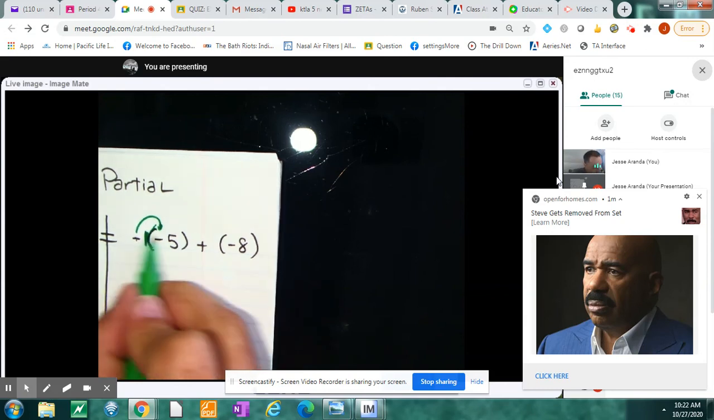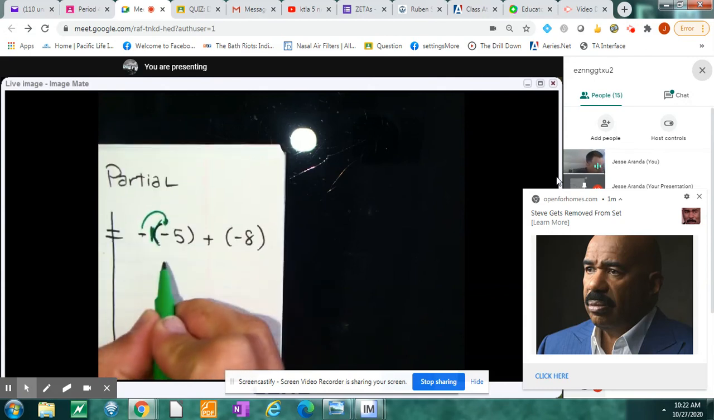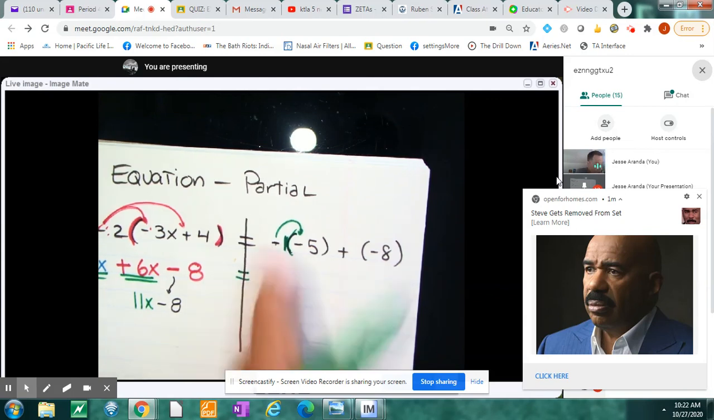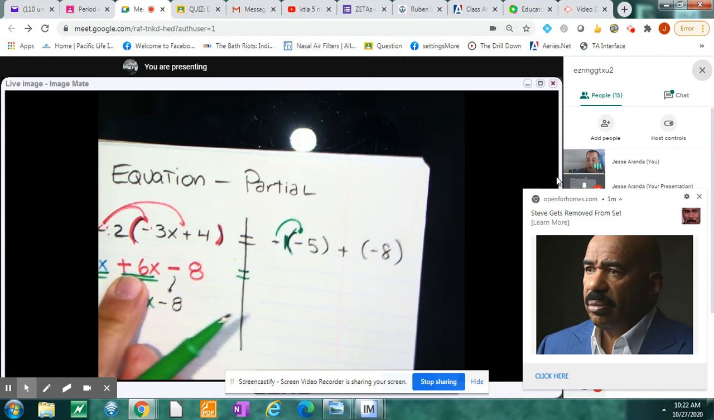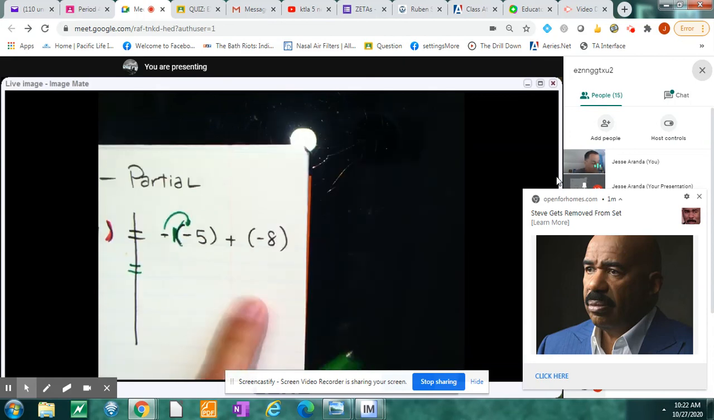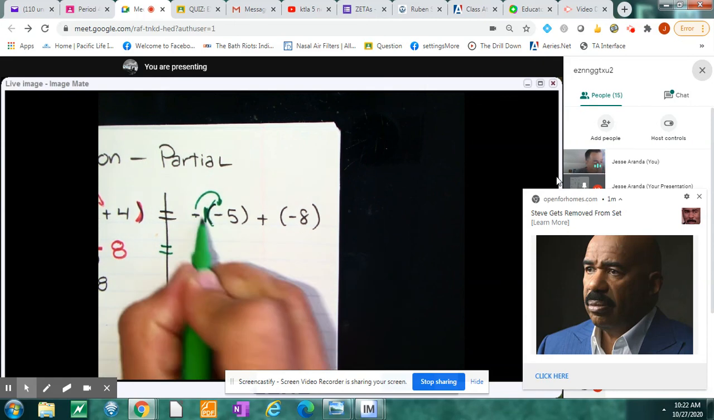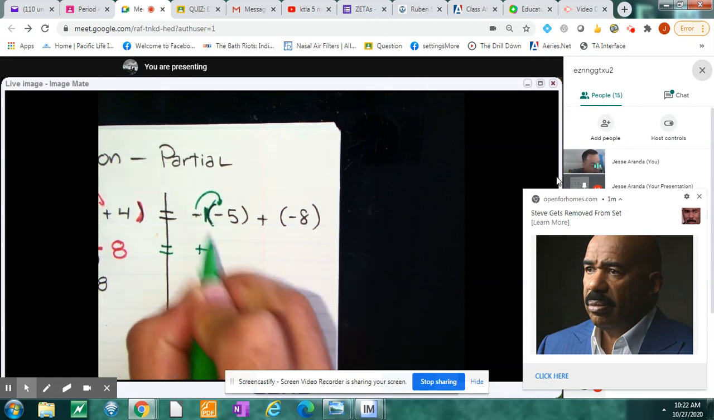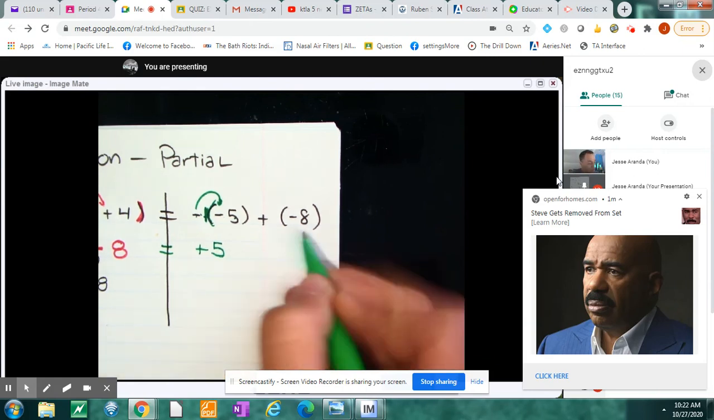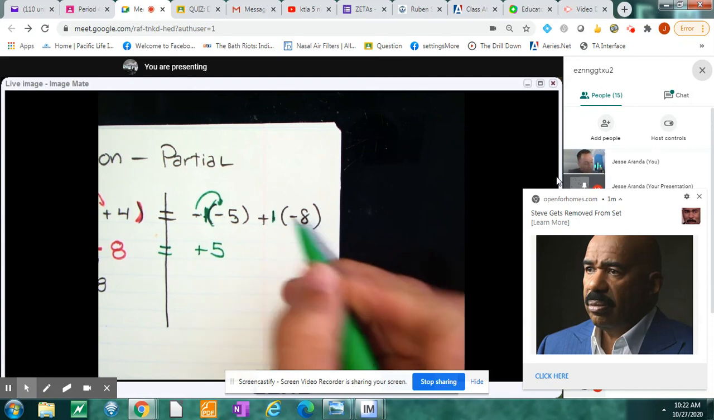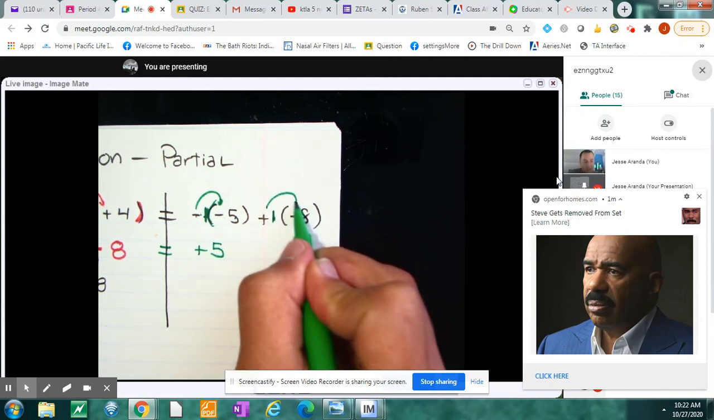So what's negative times negative? And then on the line, I'm gonna put an equal sign on the line. Don't put it in the middle on this side. Don't put it over here. It's got to stay on the line. All right. So what's negative times negative? That's a positive, and 1 times 5 is 5. What about this one? Plus what? Well, I'll put a 1, so positive times negative.